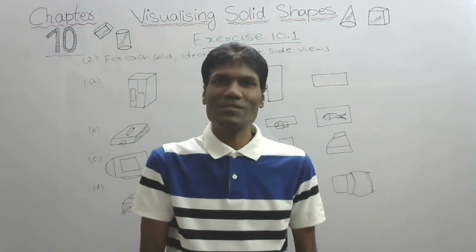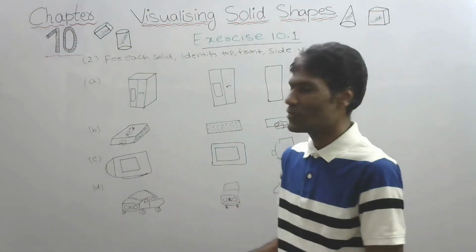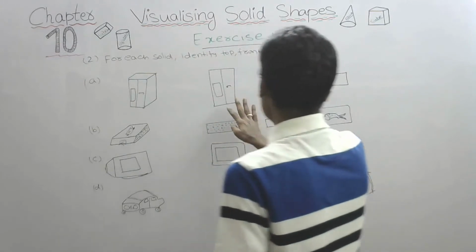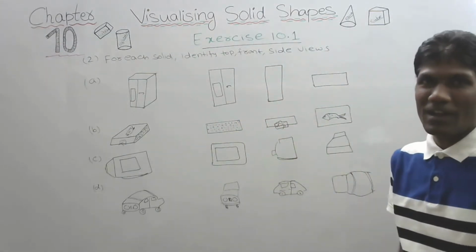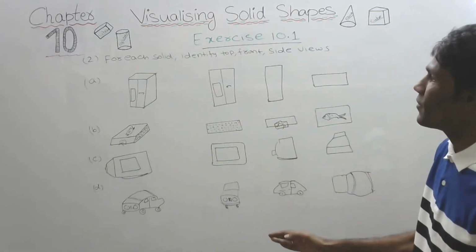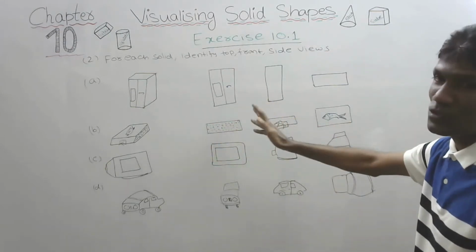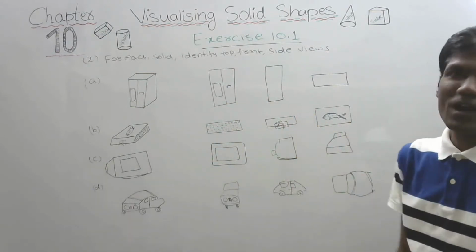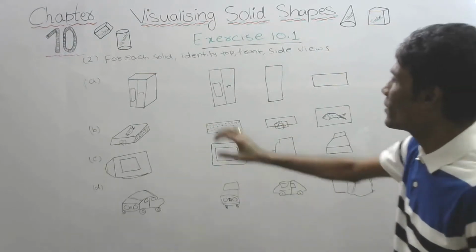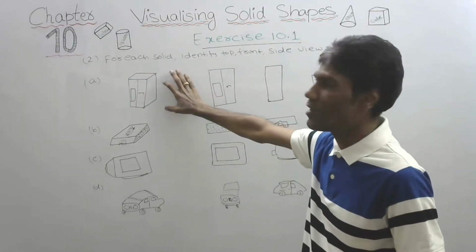Now second question, same like that only. Some figures are given and some views are given, and he is asking to identify for each solid which is top view, which is front view, and which is side view. This is for Almara, Birwa, we will call it as.